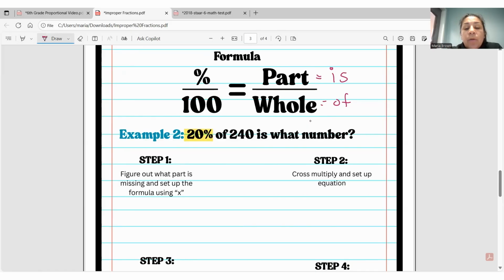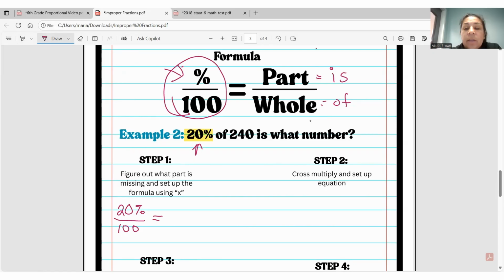It says 20% of 240 is what number? We have the percent this time. So let's go ahead and just set that up right here. The percent is this part of the formula. So here we go. We're going to have 20% out of 100. We already know the percent. And what does that equal?